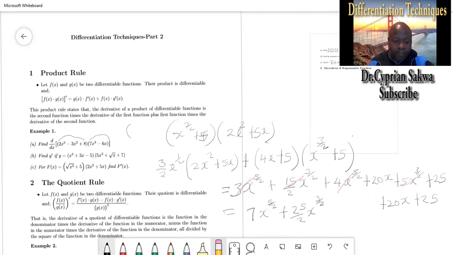Okay, so this is now correct. This is now correct: 7x raised to 5 over 2, plus 25 over 2 x raised to 3 over 2, plus 20x plus 25.